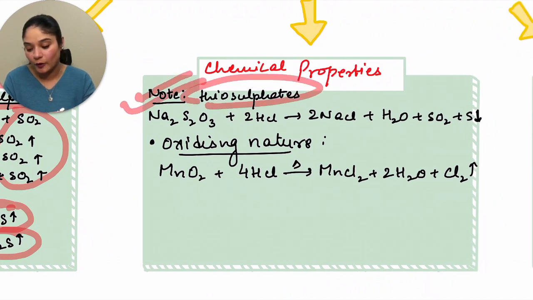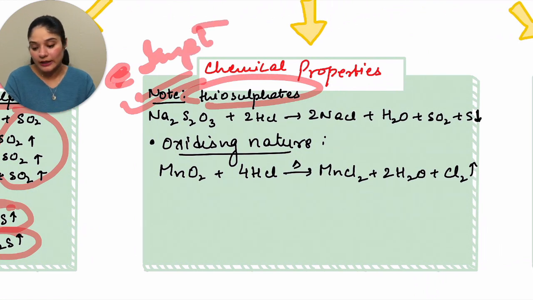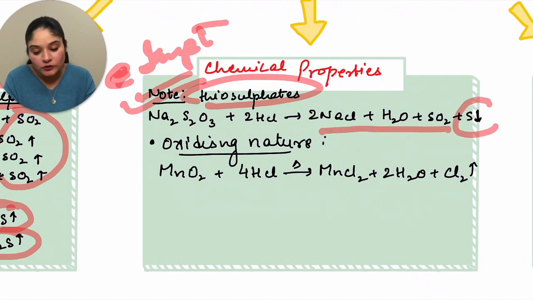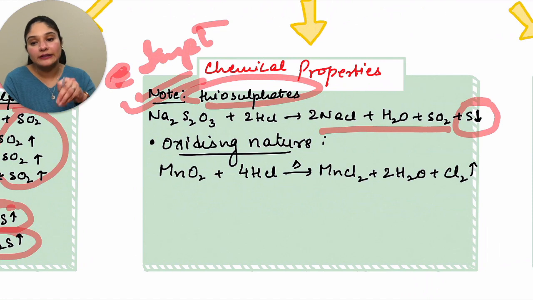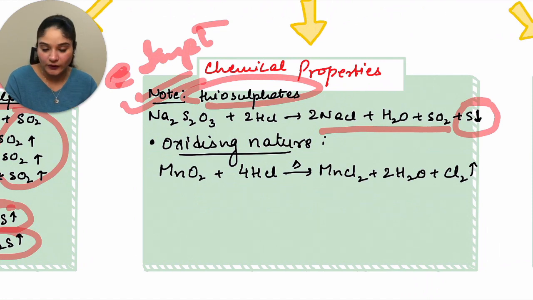This is an important one. This is an exceptional case. So this is important. Na2S2O3 plus 2HCl. In this case, you get NaCl, water and SO2. But you also get sulfur as a precipitate. This is a yellow colored precipitate that comes out when HCl reacts with thiosulfates. So this is an important equation to remember.